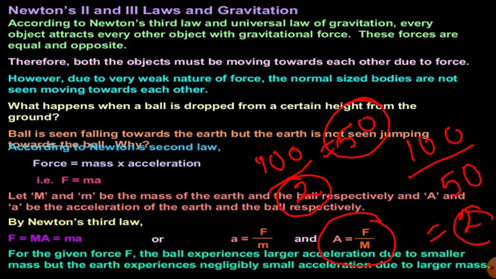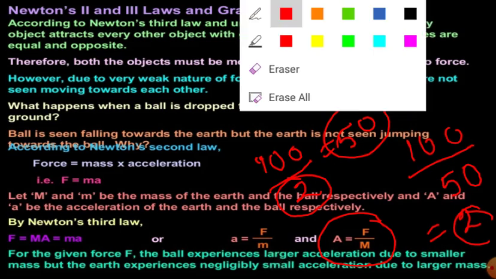So between the force of attraction of the ball and the earth, you will see the motion of the lighter mass, because its acceleration is more than that of the bigger mass. Got it? So you will not see the motion of the earth toward the ball; rather you will see the larger acceleration, that is, the motion of the ball toward the earth. Got it? Let's see in the next slide.